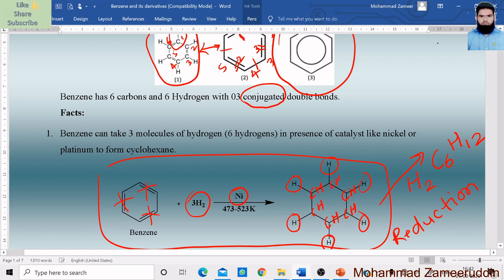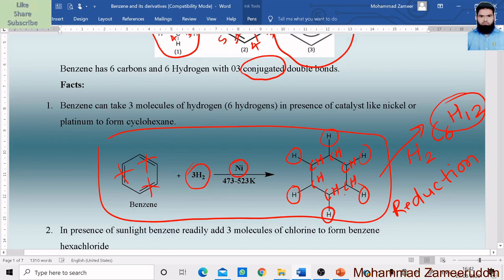So each corner represents a CH bond. So these 6 carbons plus all 6 hydrogens are combined, so cyclohexane contains 12 hydrogens in the structure. So this is one proof that we can add 6 hydrogens to the benzene ring. It means that benzene has a cyclic 6-membered ring.